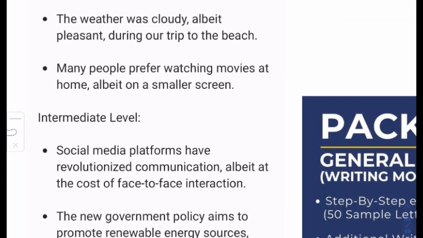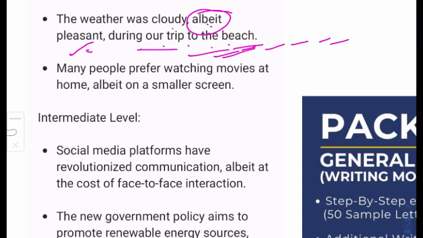Let's see: the weather was cloudy, albeit pleasant, during our trip to the beach, or during the long journey which I undertook by car, or whatever it is for you. It is pleasant, but instead of but, use albeit pleasant. Many people prefer watching movies at home, albeit on a small screen. So do you prefer watching movies? Yes, I do prefer watching movies at home, albeit on a small screen.